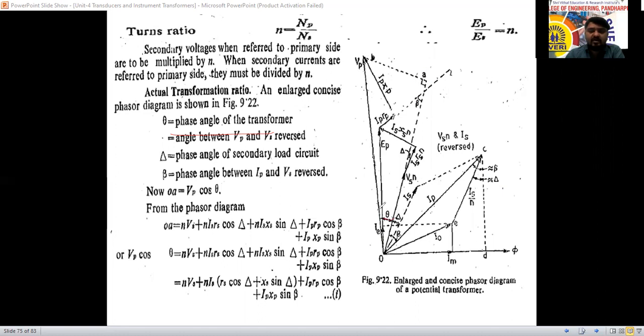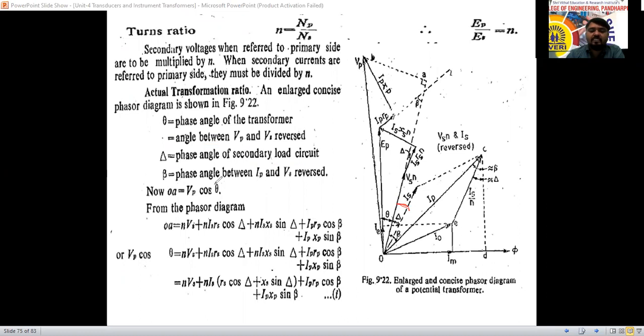Now the angle between this one is the primary to secondary angle. Here VP is there, and VS is there, so VP and VS are reversed here. That is called the angle between VP and VS reversed. The phase angle of the secondary load circuit is the angle between VS and IS reversed. IS is also reversed, VS is also reversed here.